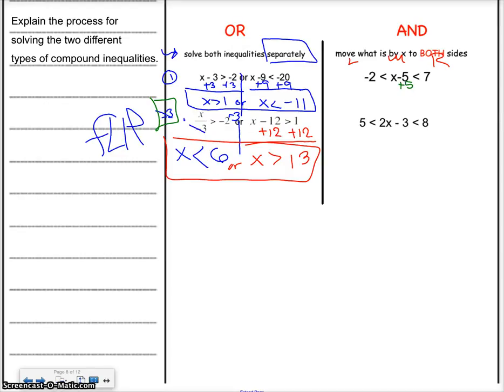However, now I'm not balanced. If I plus 5 to the middle, I need to plus 5 to the left, and I need to plus 5 to the right. You see what I did there? It's different than anything you've ever done your whole entire life. Because usually what we do is only two sides. But an AND has 3 parts, a left, a middle, a right. Then I get 3 is smaller than x, which is smaller than 12.